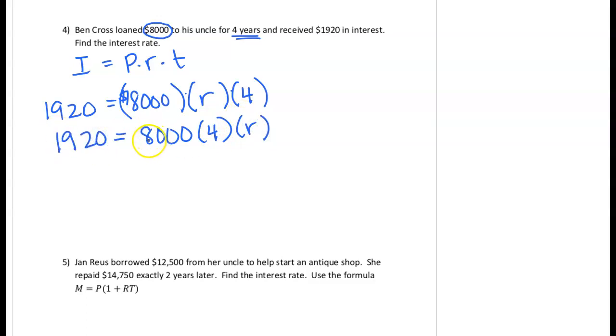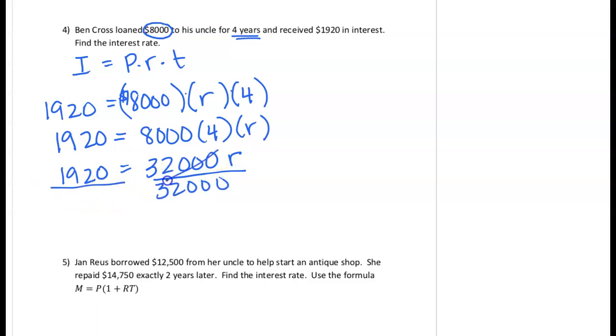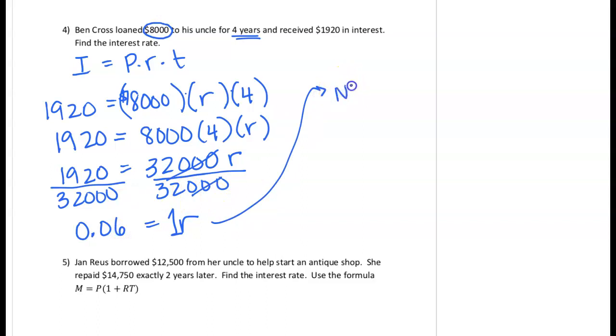And now simplifying 8,000 times 4 would be 32,000. And we still have times the variable R. On the left, we still have 1,920. In order to get the R by itself, we're going to divide both the left and the right by 32,000. On the right-hand side, that leaves us with one R, and whether you write the 1 or just an R, okay, they are the same. So 1 R equals 0.06. Okay.